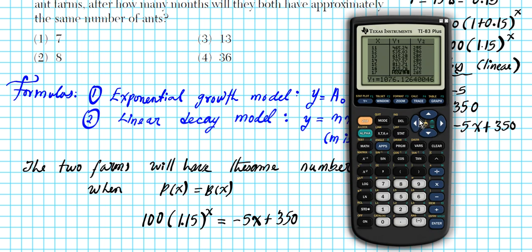Okay, so option 3, which is 13, see the difference there? That's a huge difference. And then 36 is even going to be worse. So the closest particular x value where they are closest to each other is when x is equal to 8. Okay, so when x is equal to 8, that's the approximate time when they will have roughly about the same amount of ants in their farms.